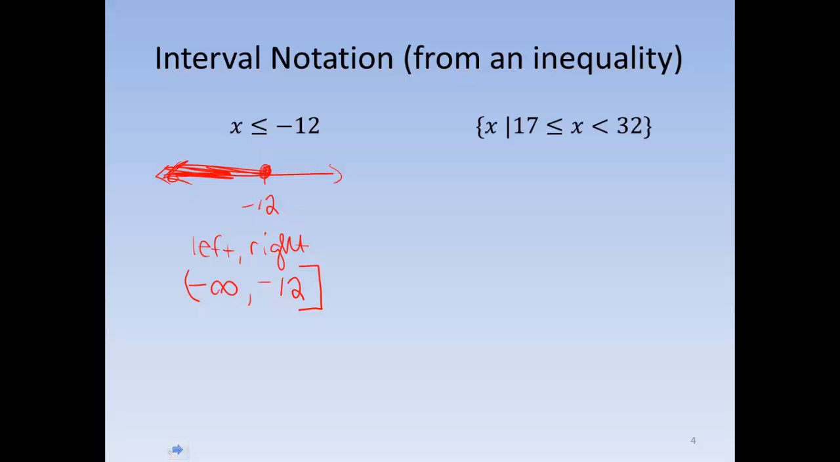And our last example, I wrote it in set notation. This is just all values such that x is between 17 and 32. So on my number line, I'd have 17, I'd have 32. 17 is included, 32 is not, and I want all the values in between. I'm going to use my interval notation from left to right. I'm going to start at 17, end at 32, include 17, not include 32.